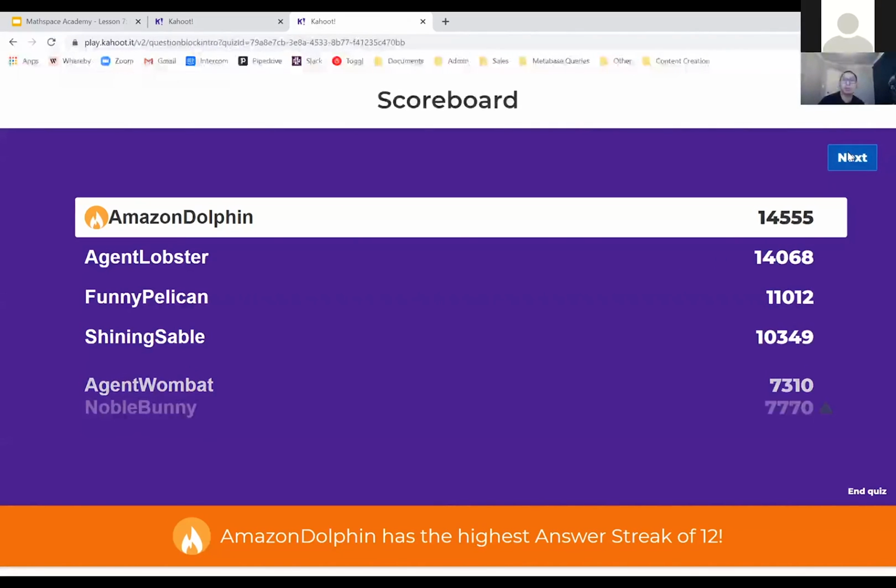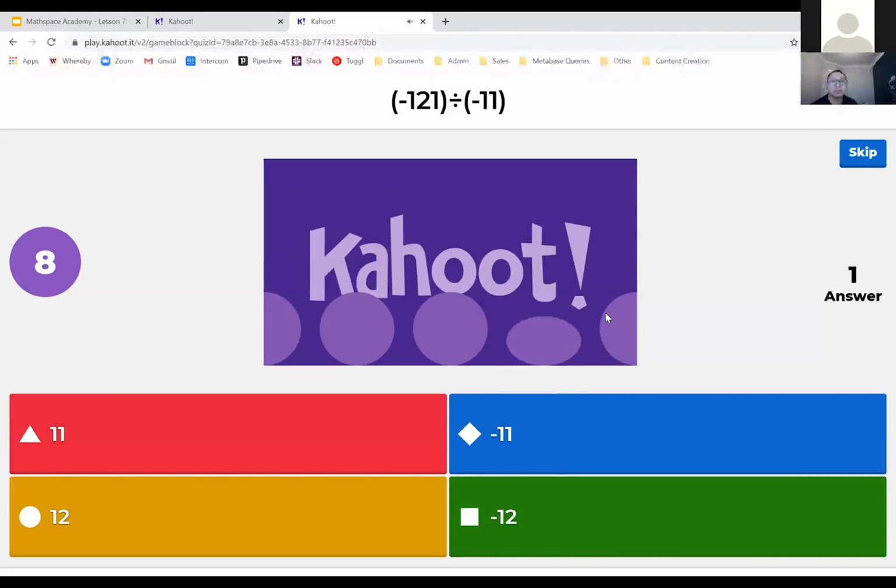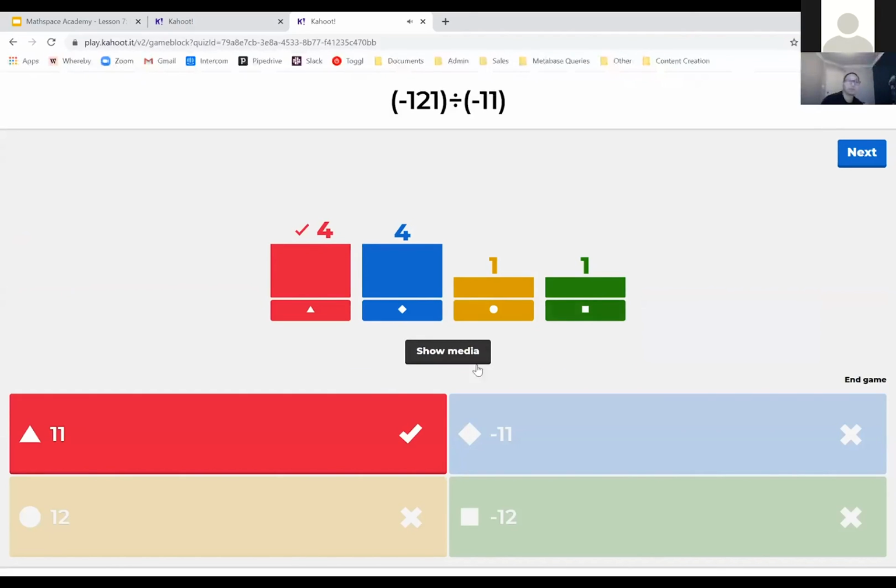All right. Negative 121 divided by negative 11. Negative divided by a negative, and then 121 divided by 11. What is that? This is where you have to apply that rule we were talking about. Negative divided by a negative is a positive number, and 121 divided by 11 is 11.